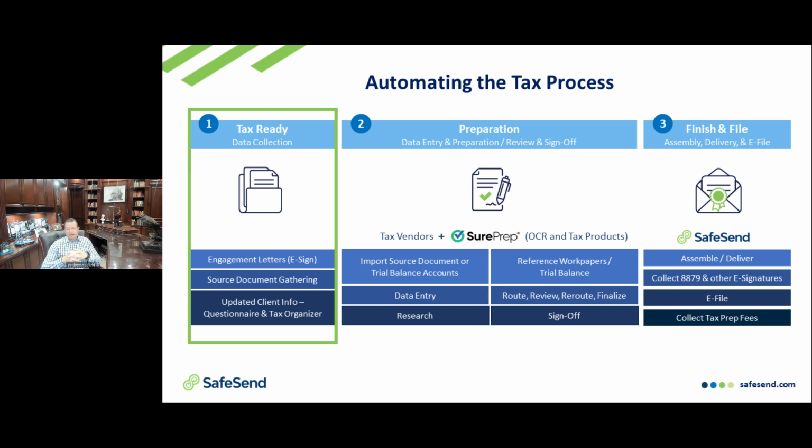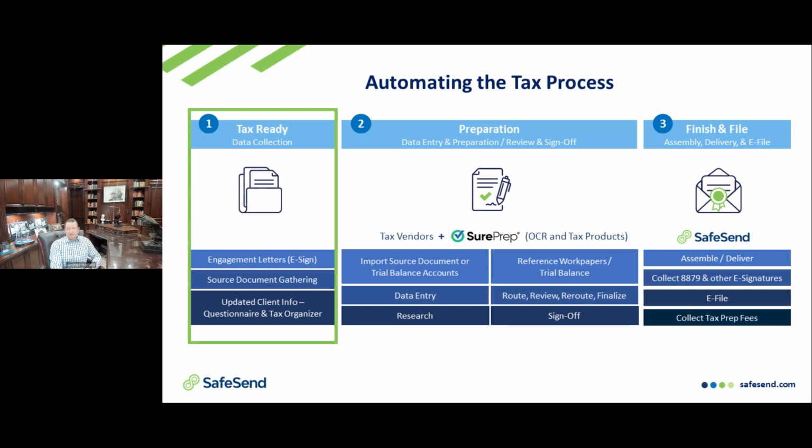The import of source documents and trial balance accounts, data entry, research, reference work papers, routing, reviewing, rerouting, finalize, and sign off. And then once that happens, it kind of shifts. The output of all that work goes to the back end, and that becomes the section where we're going to get into assembly and delivery of the tax returns, collection of 8879s and other e-signatures, and then the ability to do an e-file and then collect tax prep fees, etc. So that's what we're talking about.